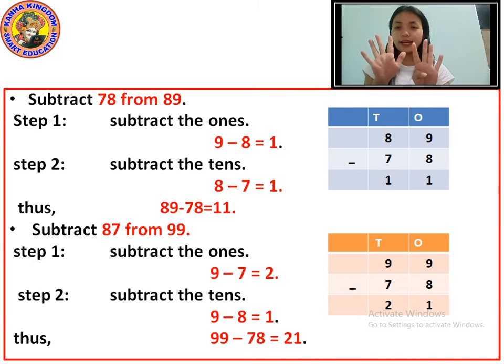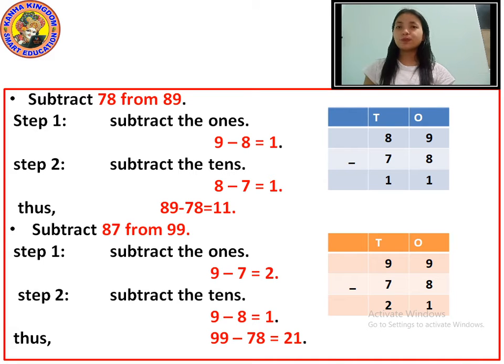From 9 we have to subtract 7. So this is 9 and we have to subtract 7: 1, 2, 3, 4, 5, 6, 7, 8, 9. We'll subtract 7 from here: 1, 2, 3, 4, 5, 6, 7. How many fingers are left? Only 2. That means while subtracting 7 from 9, we got 2 as a difference. So write 2 in the ones column.